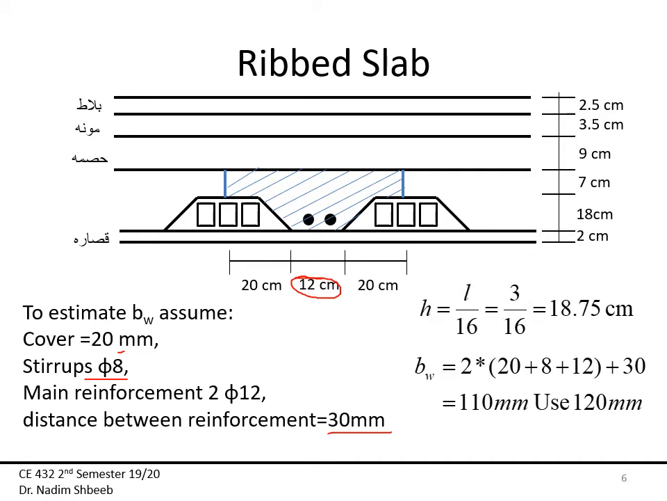Then from that I can calculate the b web that I'm going to use, which is right there: 2 times 20 plus 8 plus 12 plus the distance 30. I'm getting about 11 centimeters, so I'm going to use 12.